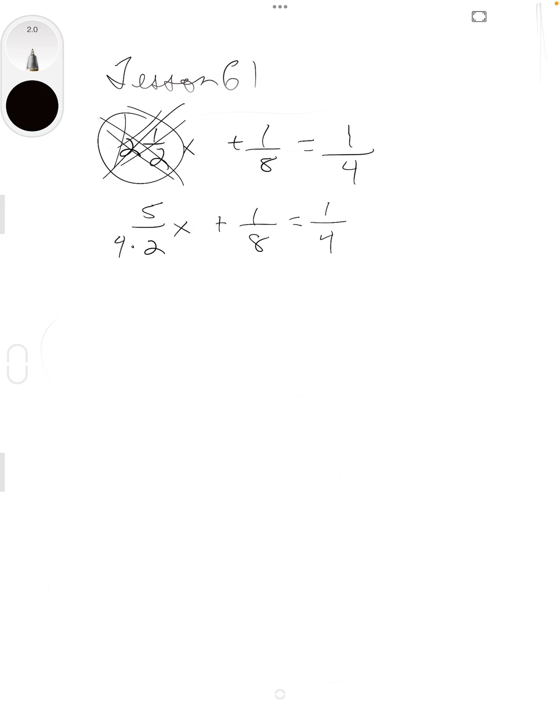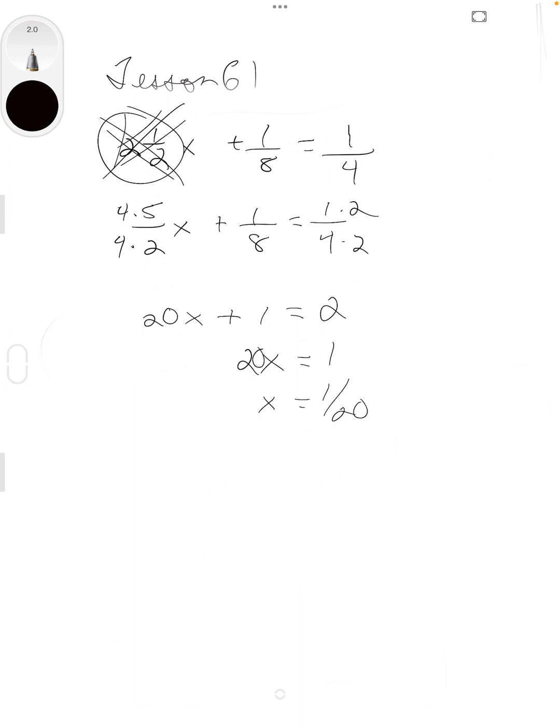To make this a common denominator, multiply top and bottom times 4. So now I have an 8, multiply top and bottom times 2. So now I have 4 times 5x, or 20x plus 1 equals 2. Subtract 1 from both sides. 20x equals 1, x equals 1/20. Notice how fast that is?